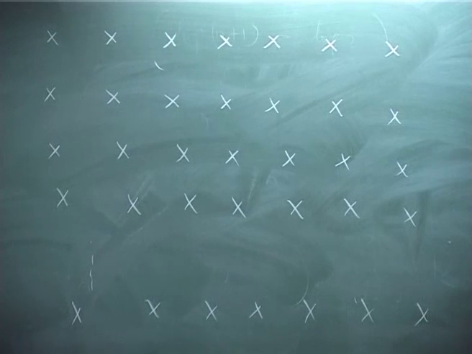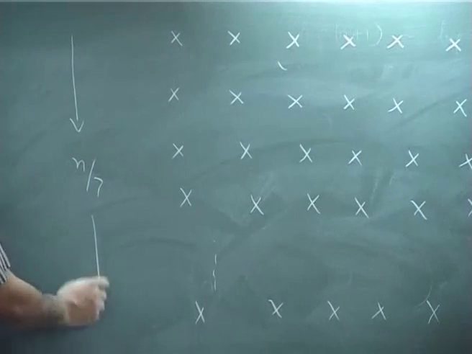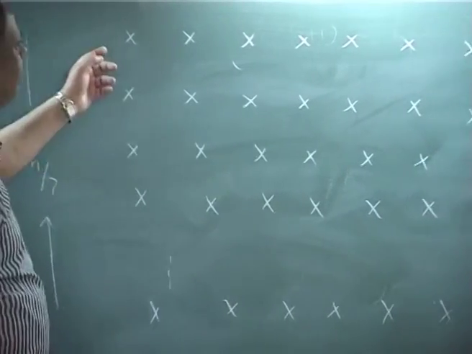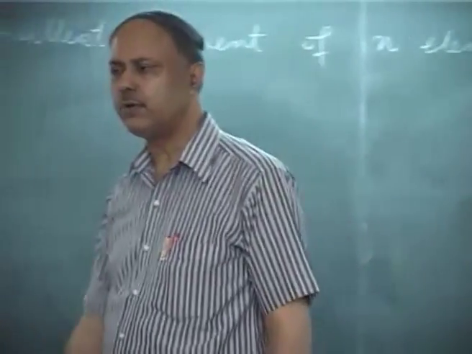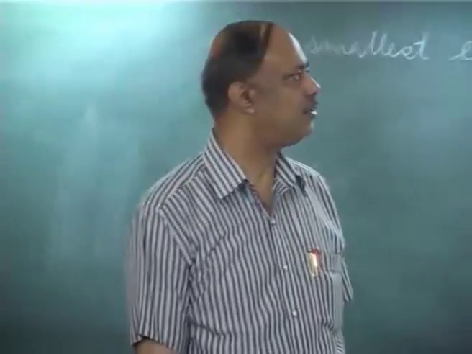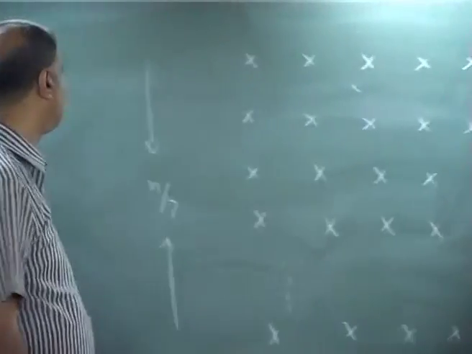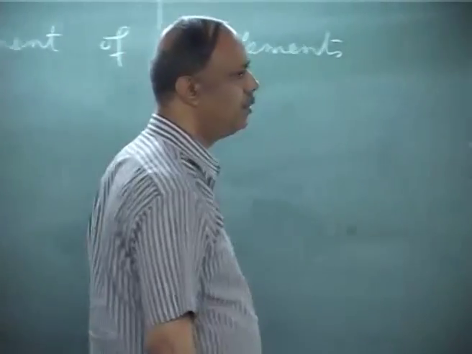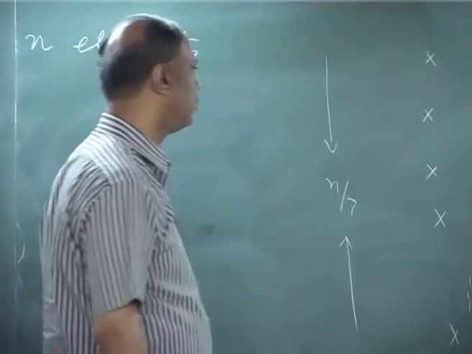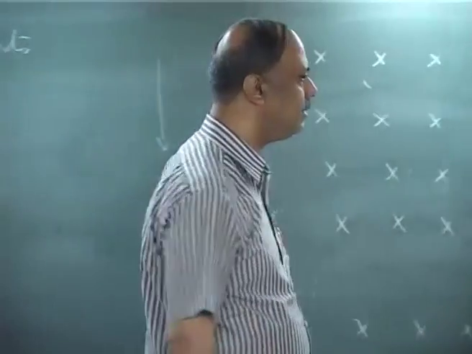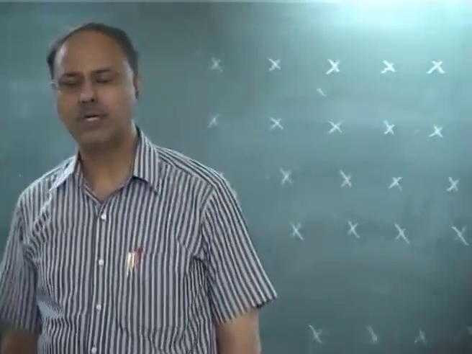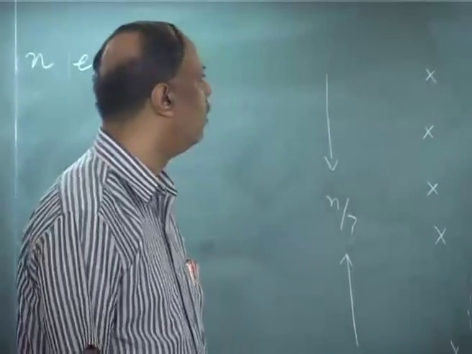And each group is having 7 elements. So on this side you have n by 7 groups, and 7 elements in each group. Now, in constant time, you can sort these 7 elements of each group. So you sort each group in constant time. There are n by 7 groups, so your time complexity becomes order n by 7.